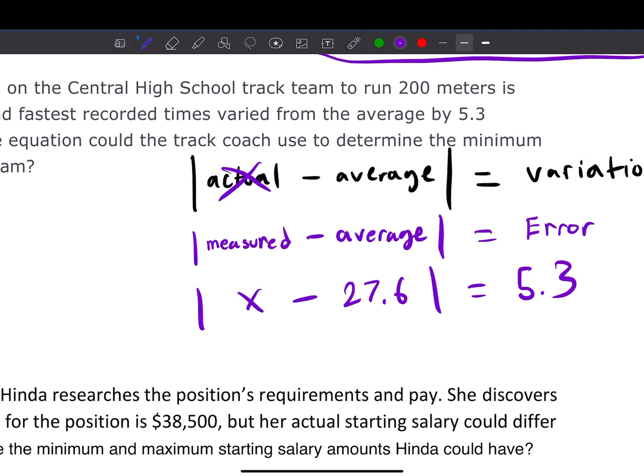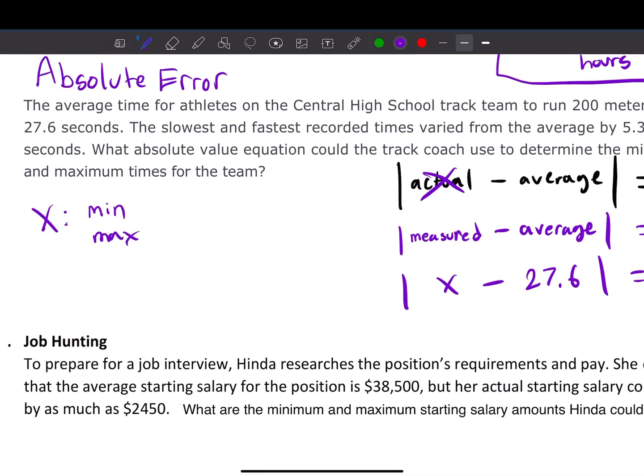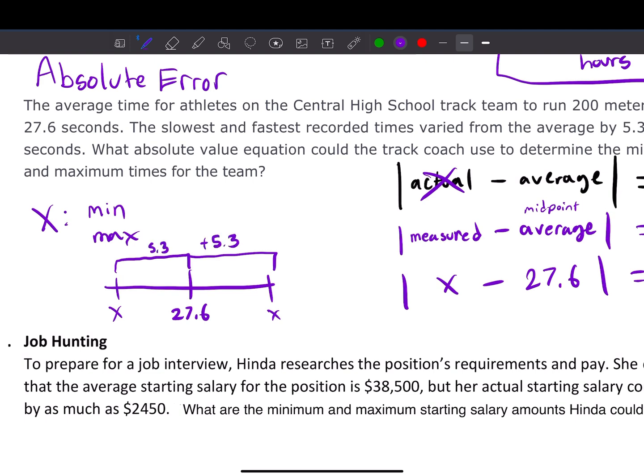I could write that unknown as the difference between the measured value and the average. Well, how far off are we? If 27.6 is the average, that's our midpoint. So you might see average set as midpoint sometimes. And the fastest runner is up here, and the slowest runner is over here. Well, what's the distance between the fastest value and the slowest value and the average? They're off by 5.3 seconds. So we could add 5.3 to get the slowest runner, or subtract 5.3 to get the fastest runner. Either way, this is an absolute value because you can capture this plus or minus as the absolute value of some difference. So how off are we?